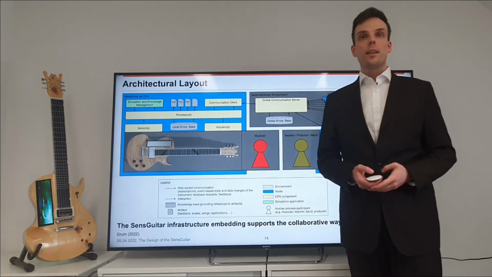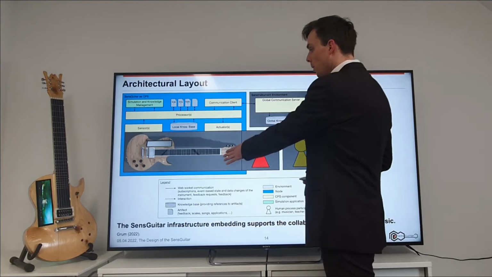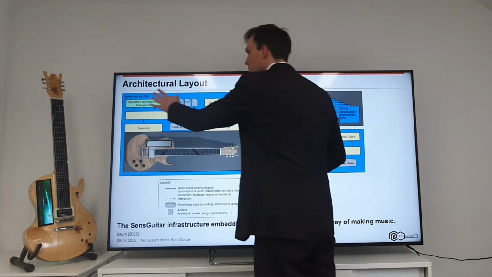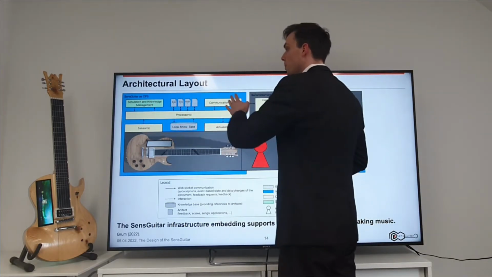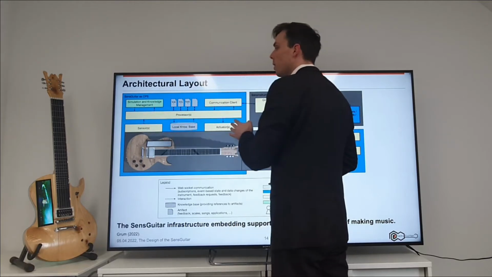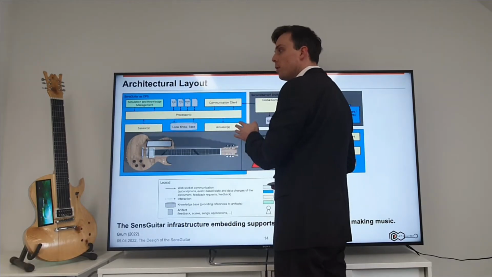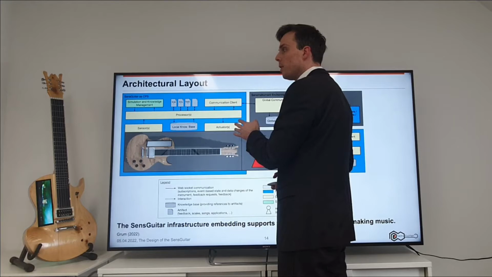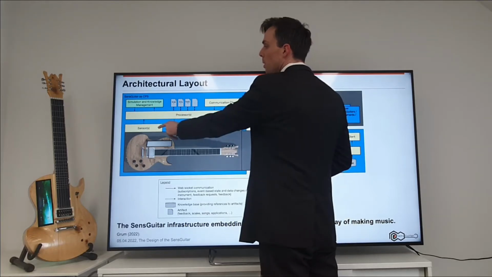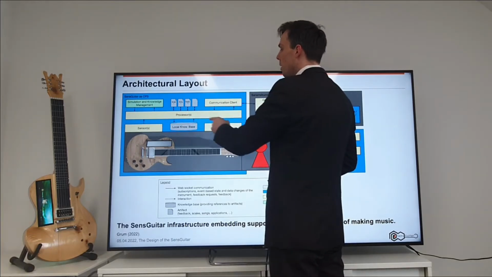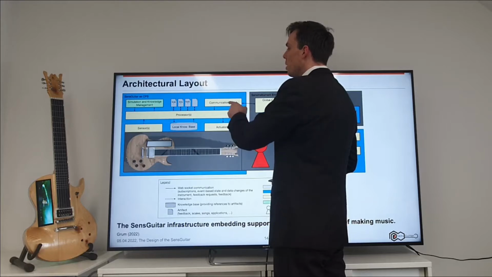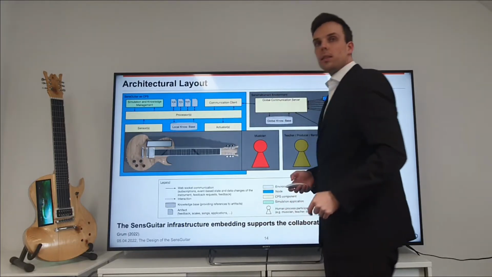First, the SensGuitar, which is designed as cyber-physical system. We have clarified the individual cyber-physical system components in presentations before. Remember, sensors, processors, actuators, communicators, etc.